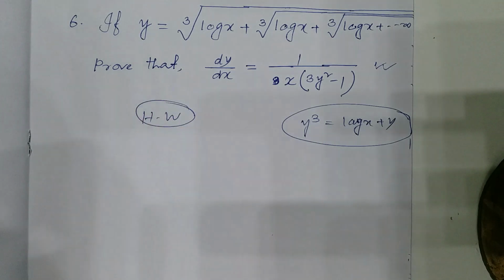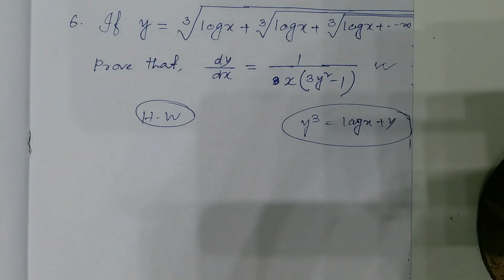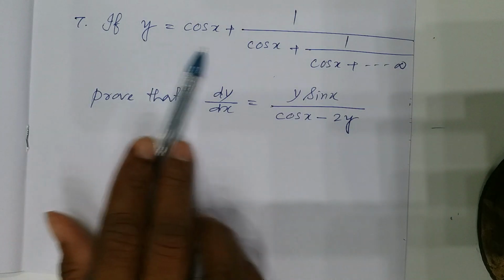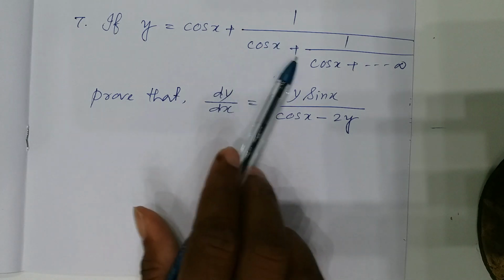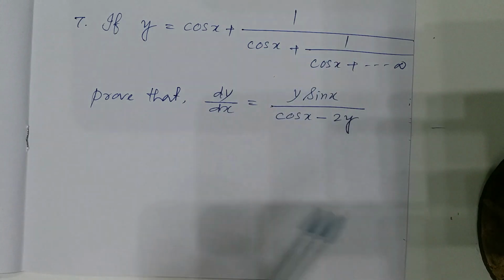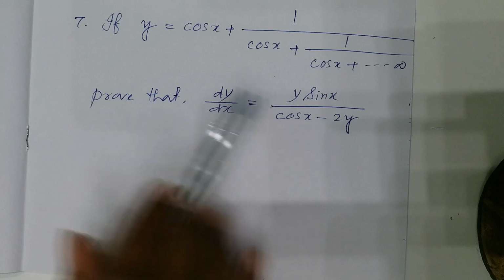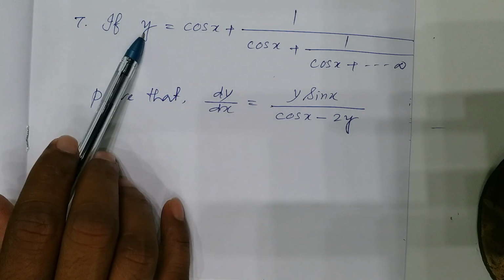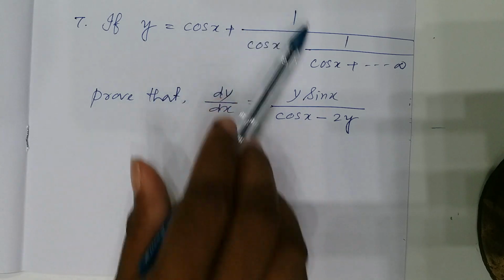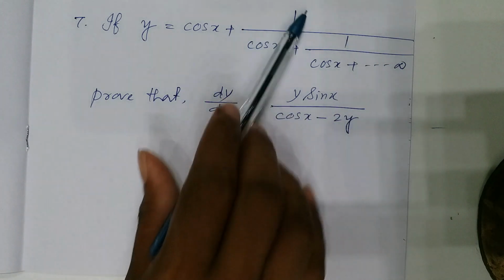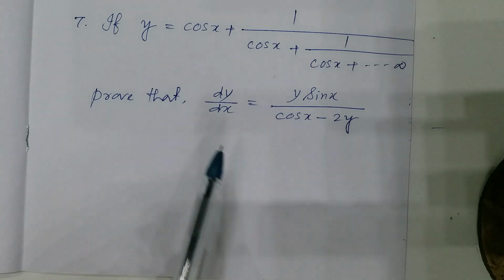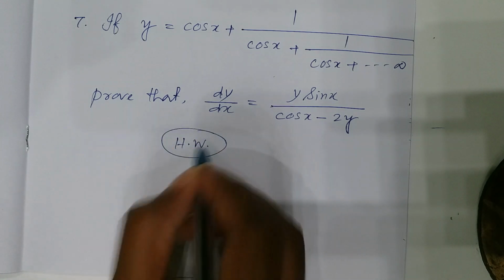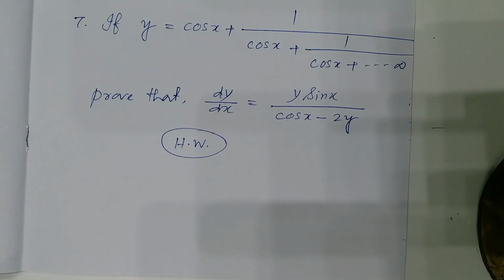You can solve it yourself. Okay, you see another question. If y is equal to cos x plus 1 by (cos x plus 1 by (cos x, and so on up to infinity)), prove that this one. Again you see the repetition begins from here. Therefore it is actually y equal to cos x plus 1 by, this total term is y, so 1 by y. And from there you can solve yourself. So this is also homework for you. If you have any difficulties with the question, then ask me.